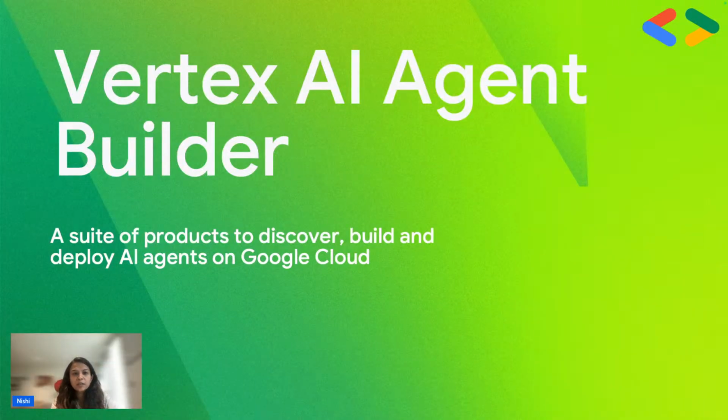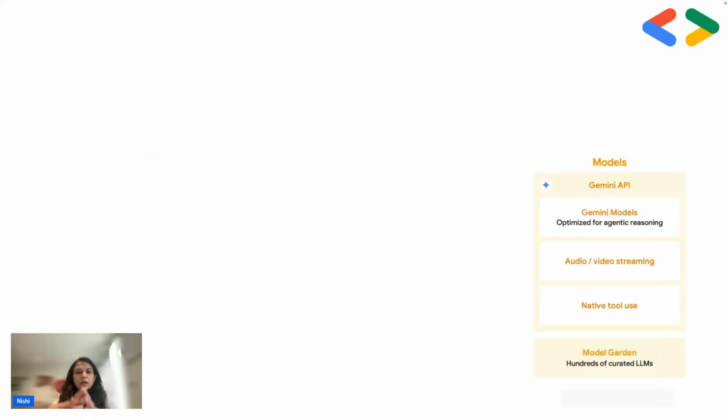Moving on to the Vertex AI Agent Builder. So Vertex AI Agent Builder is a suite of products to build and deploy your agents on Google Cloud, right? So we'll start with the models which Vertex AI provides. You have a lot of variety of models available for you. You have Gemini models. You have various video streaming models.